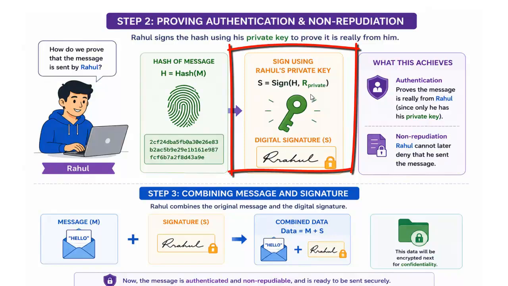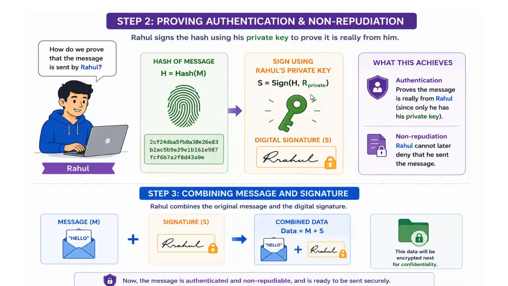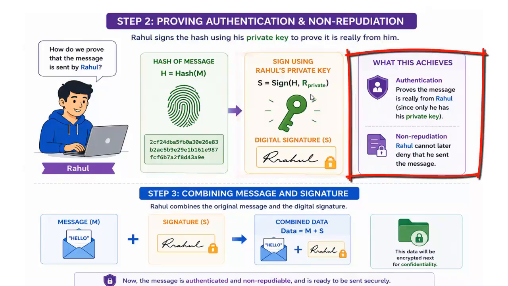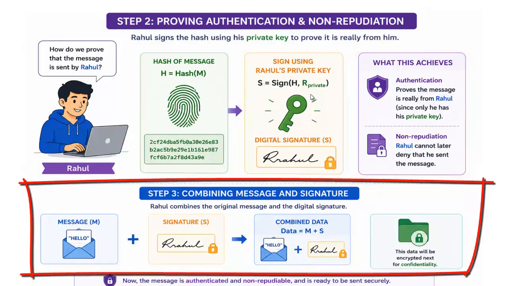In simple terms, we can say like this: the signed or encrypted hash becomes the digital signature. This property is called authentication. It also ensures non-repudiation, meaning Rahul cannot later deny that he sent the message. We have created the hash, and from the hash, we created the digital signature.